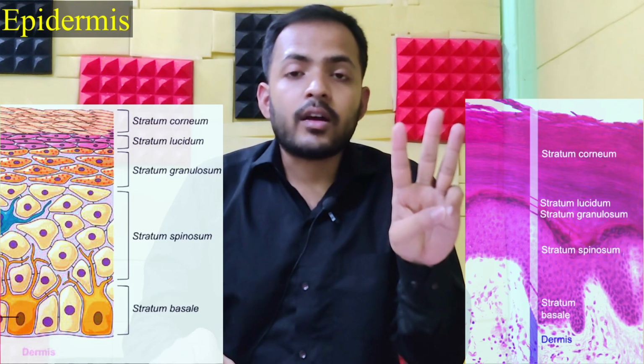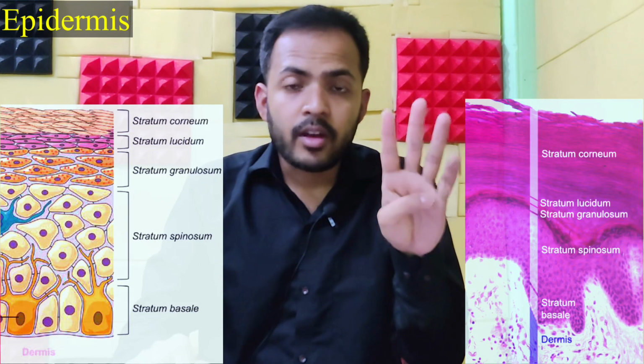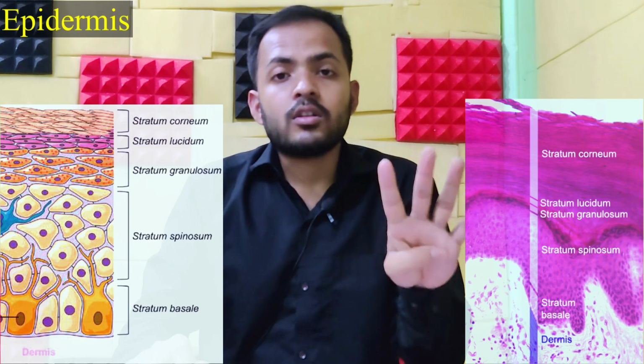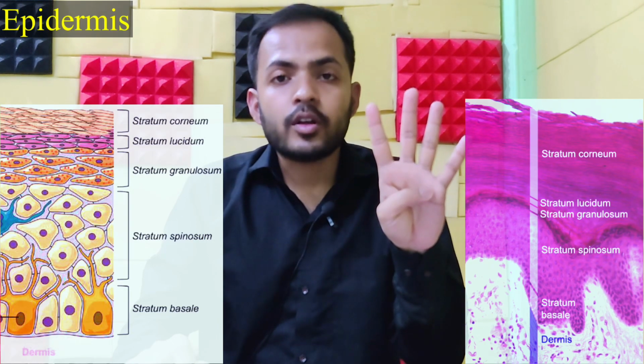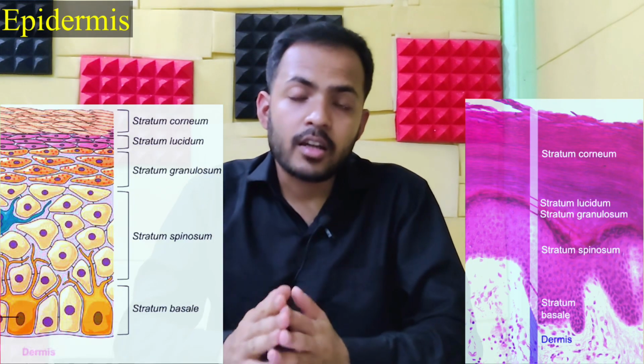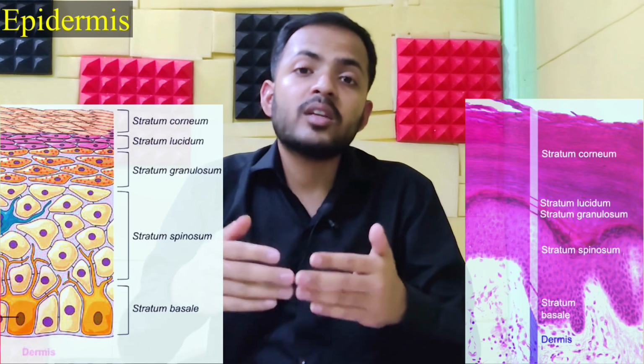Okay. Third of all, you're going to find stratum granulosum, and fourth of all, you're going to find stratum spinosum. Now, the stratum spinosum is also known as Malpighian layer, and lastly, you're going to find stratum basale. It is also known as stratum germinativum.